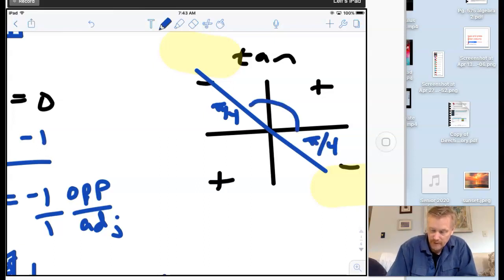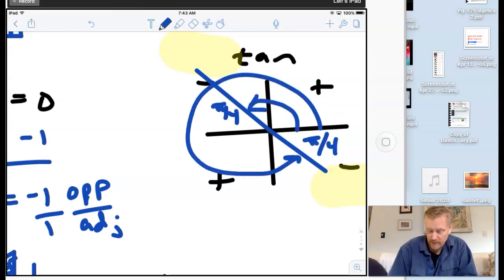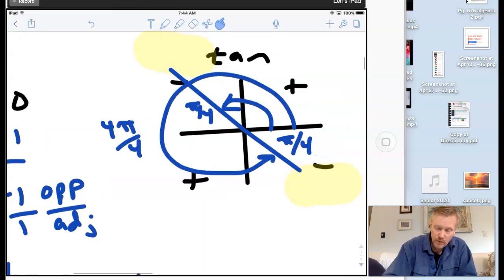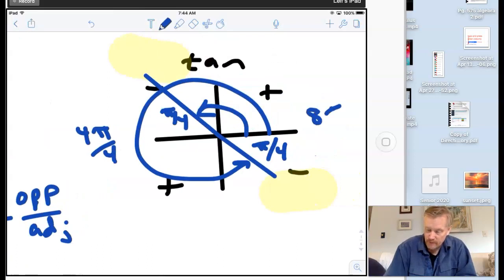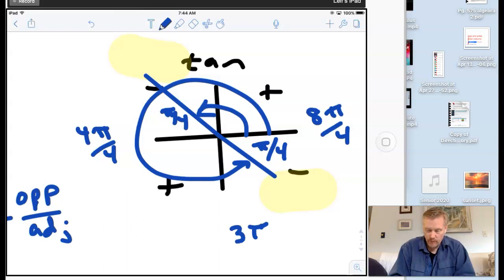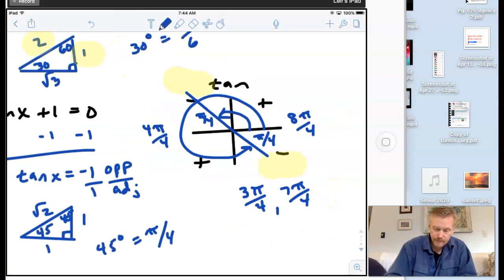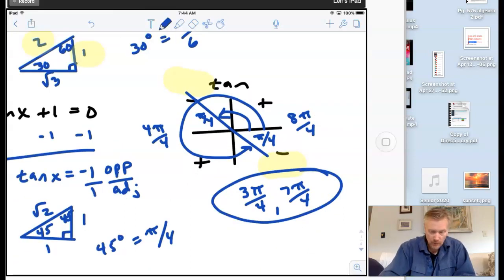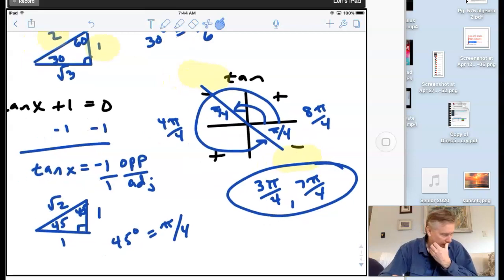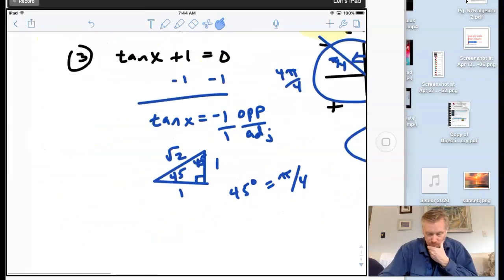So my two reference angles are pi over 4. How much is that? And how much is that? So 4 pi over 4 is halfway around, 8 pi over 4 is twice around, which gives me 3 pi over 4 and 7 pi over 4. Those will give me my two answers, which will give me negative 1 when I punch them into the calculator. You can punch them into the calculator that way too, right? Okay, good.